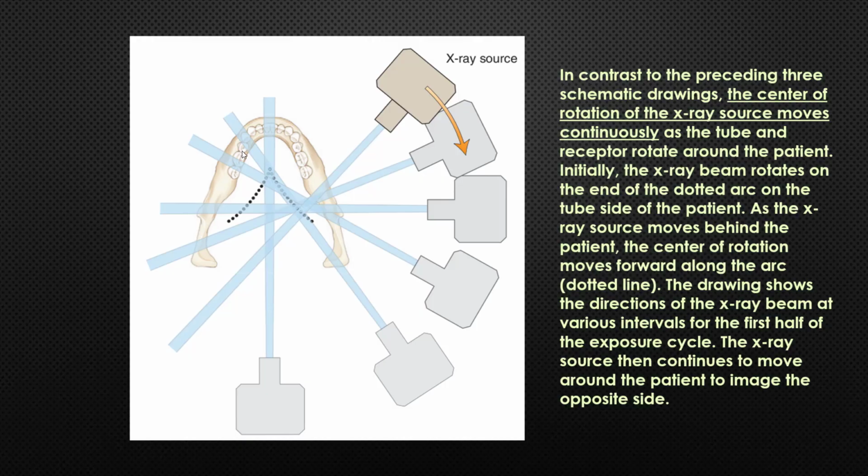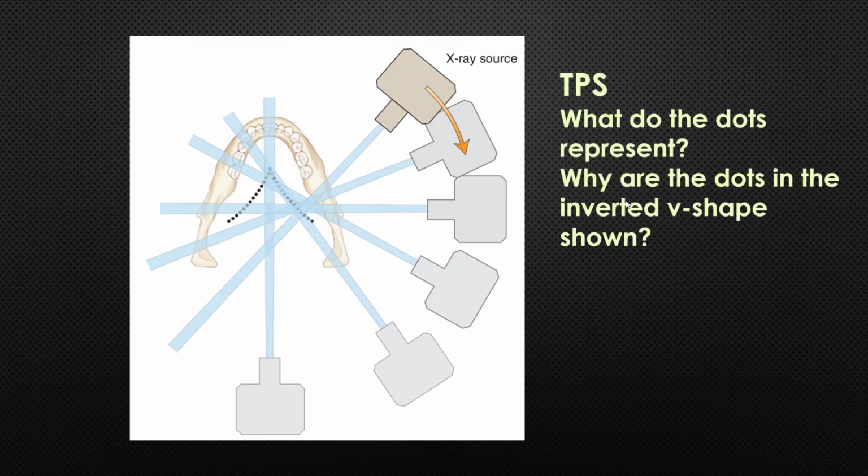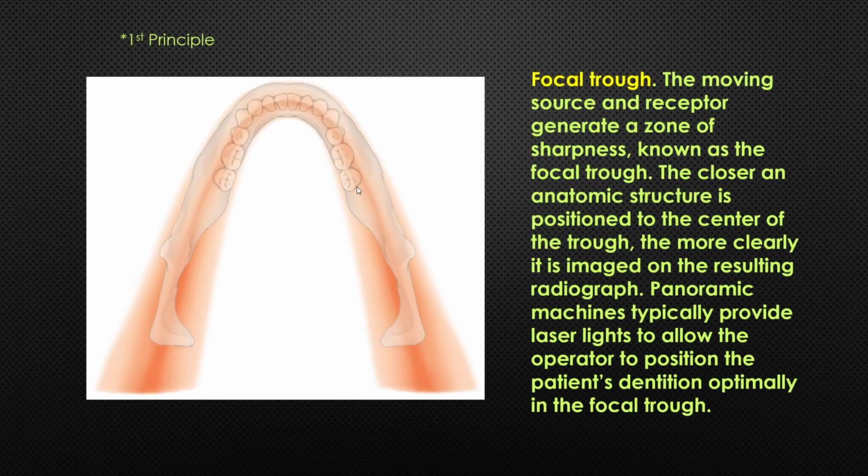That helps us diagnose. So I just explained that. What do the dots represent? That is a moving point of rotation. And why are they in that V shape? It's to create this right here. This is what represents the focal trough. If done correctly, it is going to be centered right on the dentition, so the teeth remain in focus.